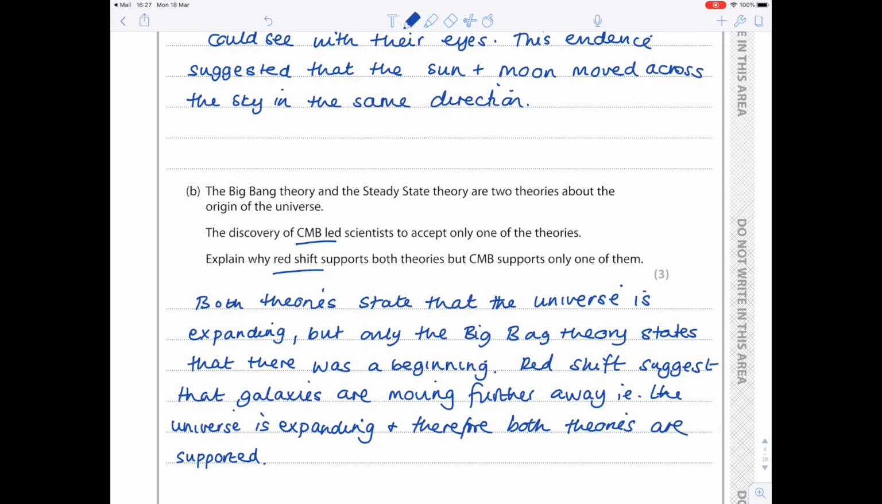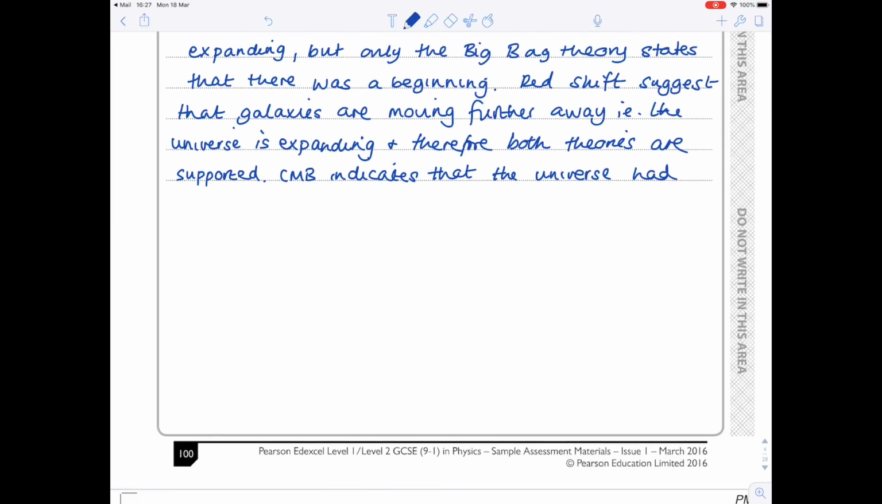However, the CMB which is present has to provide evidence for there being a beginning, and that's why it only supports the Big Bang theory and it is unable to support the steady state theory. Oh no, haven't been concise enough, falling off the edge of the page here.